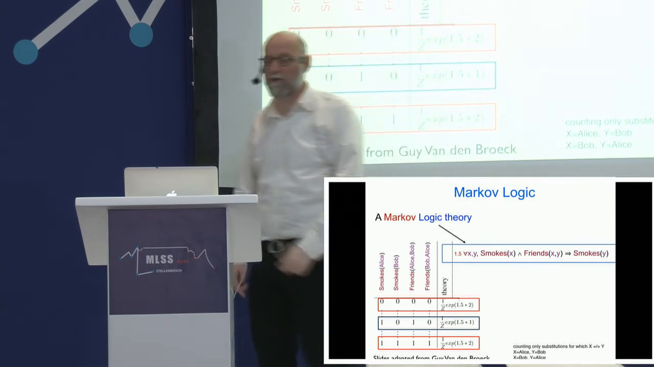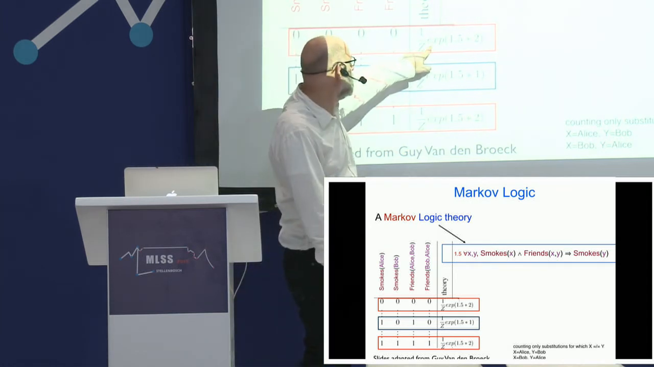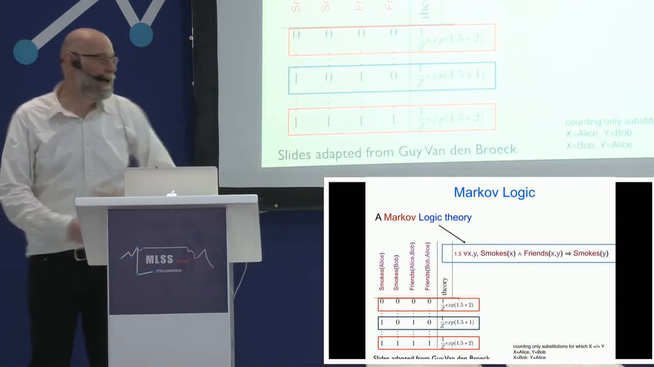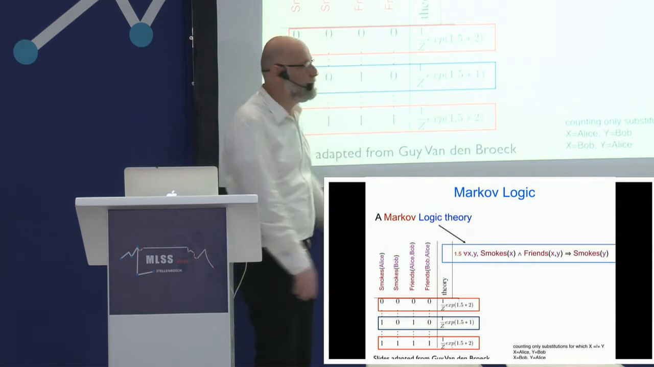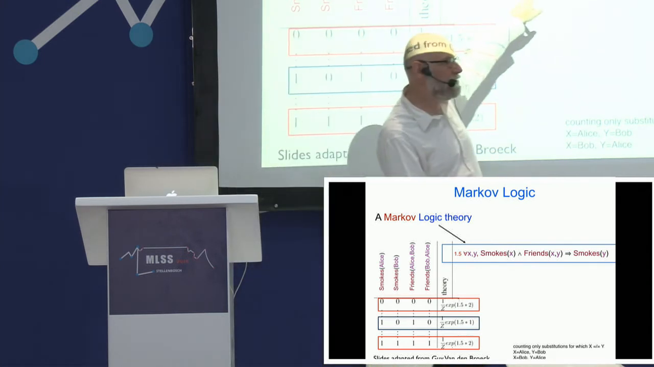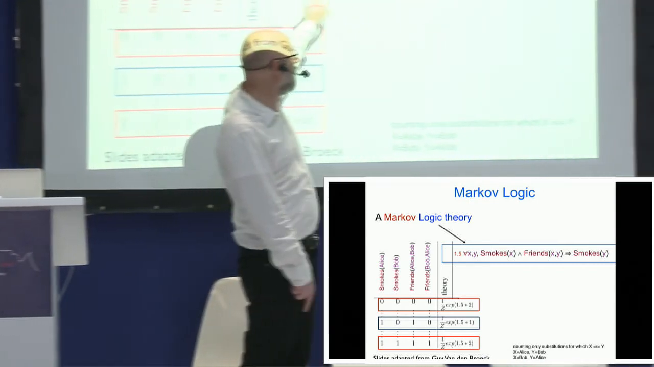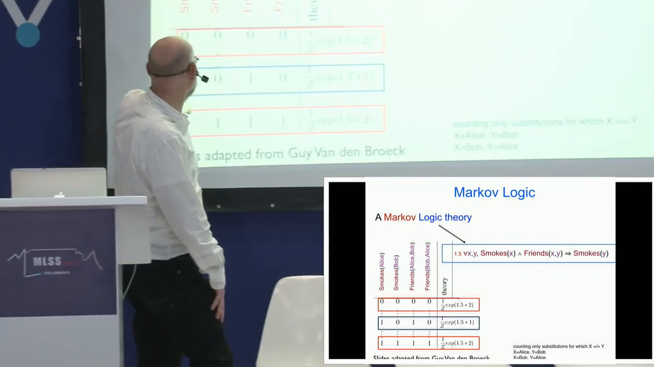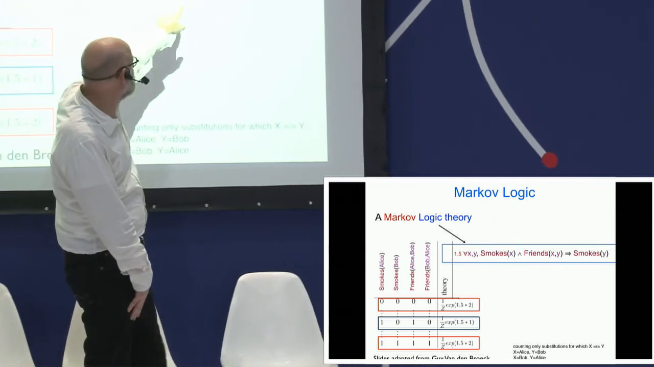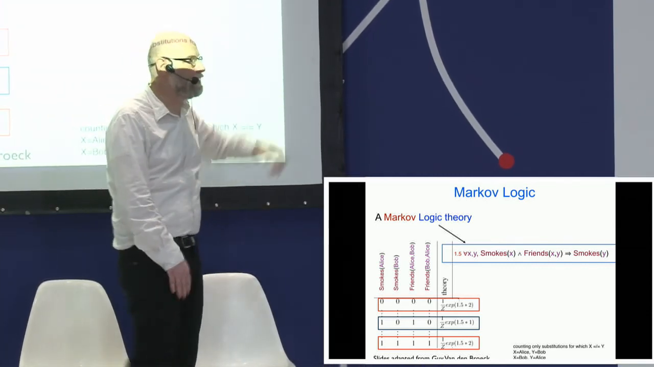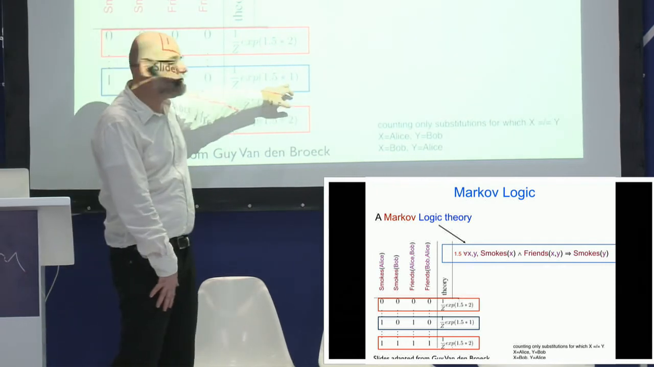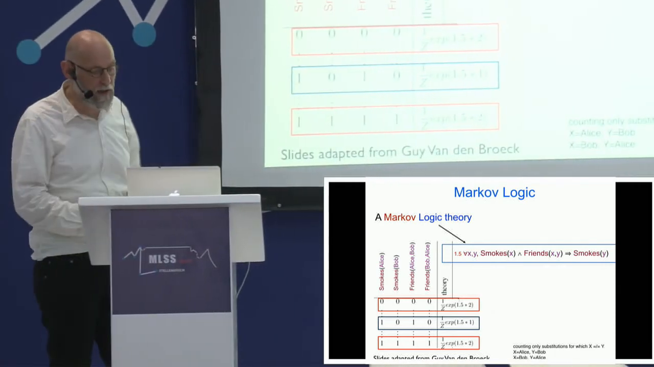The rule has weight 1.5, and so the probability of that possible world is 1 over this normalization constant times this expression. And then you see that there are also less likely worlds, this one. In this world, I can substitute Bob for X, and then Smokes(Bob) is false, so the rule is satisfied. But if I introduce Alice, then Smokes(Alice) is true, Friends(Alice, Bob) is true, but Smokes(Bob) is not true. And so the rule is violated. There's a violated instance. So the number of satisfying instances of that rule in this possible world is just 1, and so it's less likely than the others.